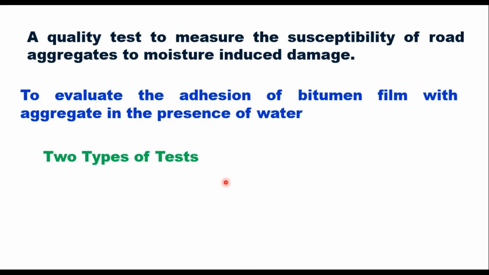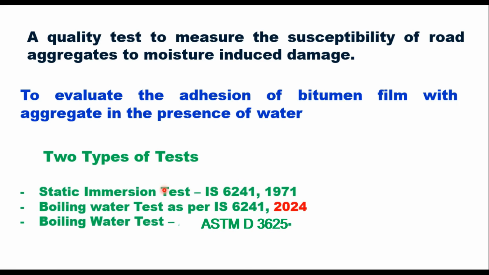One is static immersion test, which was suggested in IS 6241 of 1971. And this code has now been replaced by IS 6241 2024. And the static immersion test is replaced by boiling water test. Another one is boiling water test as per ASTM D 3625. So there are two boiling water tests, one as per IS code, another as per ASTM code.